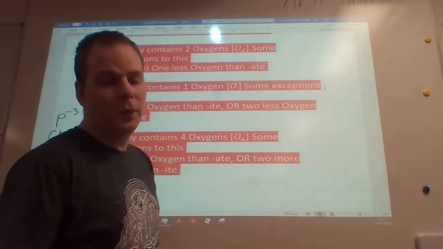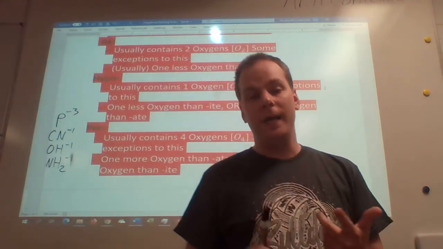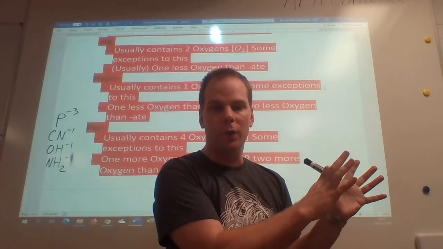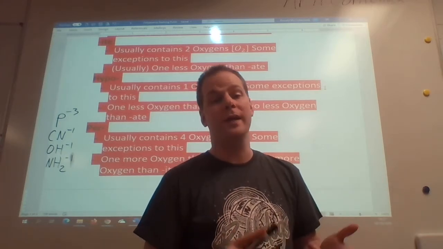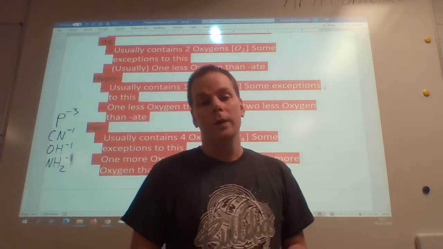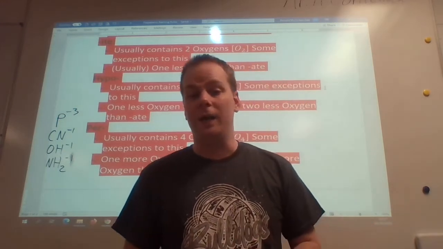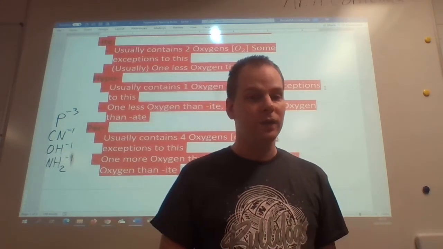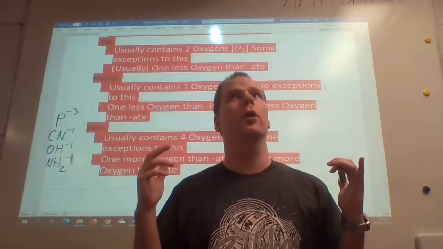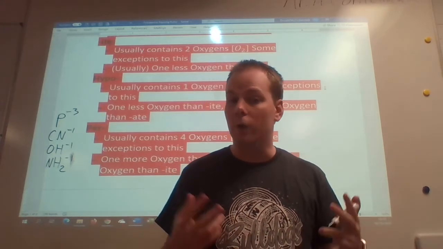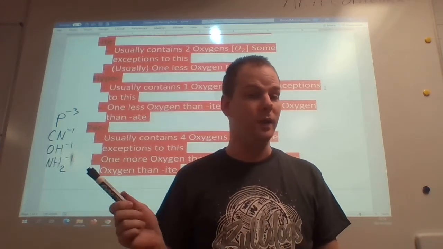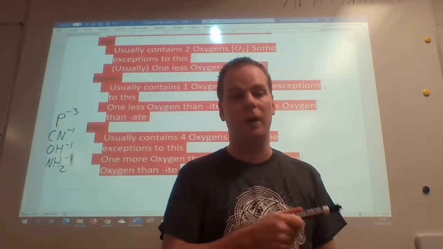Now, something I do need to point out is that ide, ite, and ate are all suffixes. They all go at the end of a word. But per and hypo are prefixes, and they come at the beginning of a word. So bear in mind that you might have per and ate in the same word. In fact, you almost have to. Ditto for hypo. Hypo and ite, almost always in the same word. Just because you have an ite doesn't mean it has to include hypo. But if it has hypo, it probably includes ite.